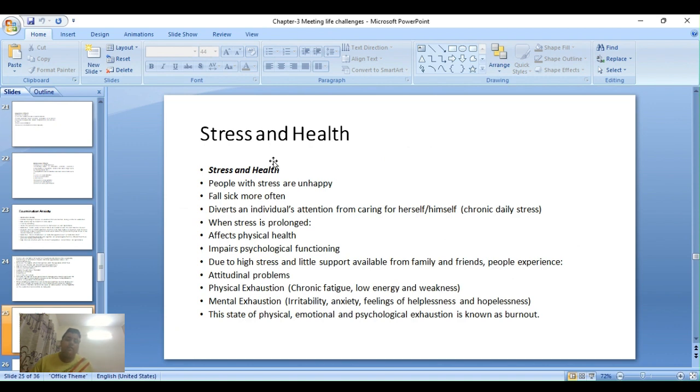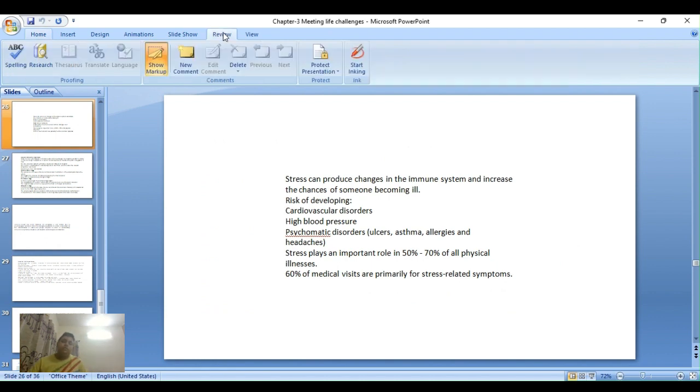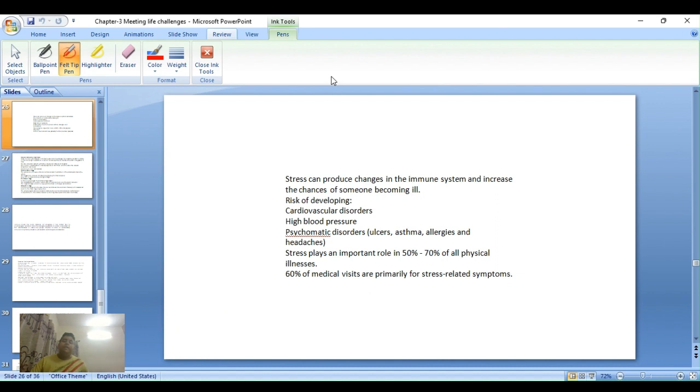We've seen that stress impairs psychological functioning and affects our physical health also, there is physical exhaustion and mental exhaustion. We know what burnout is: the state of physical, emotional, and psychological exhaustion, where we are exhausted physically, mentally, and emotionally. That is known as burnout. So in this slide, we're going to study in more detail how stress is related with health.